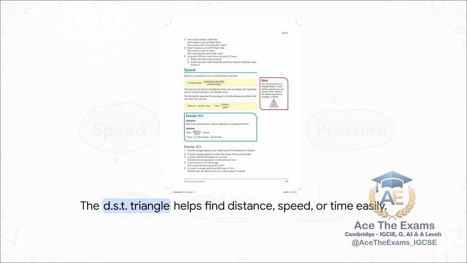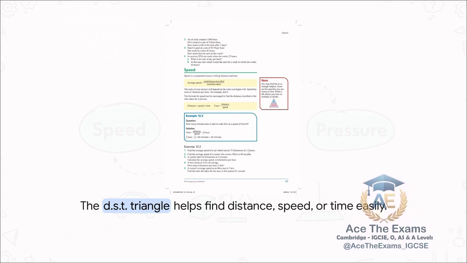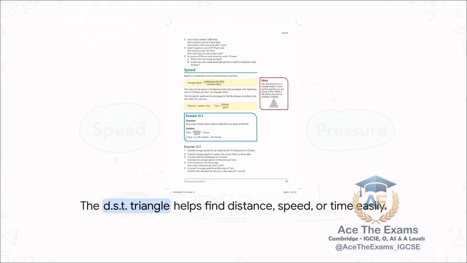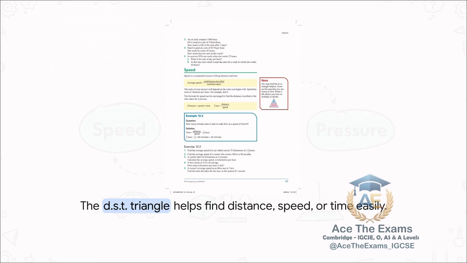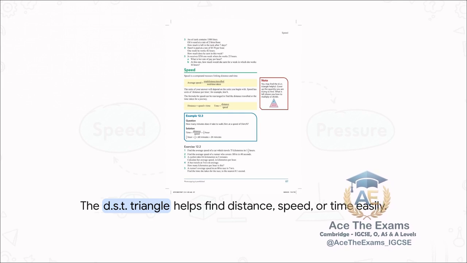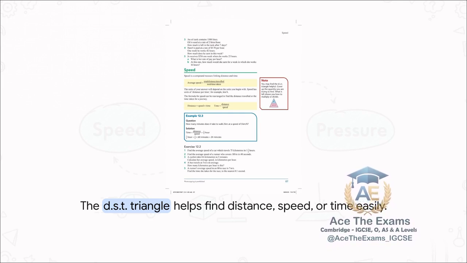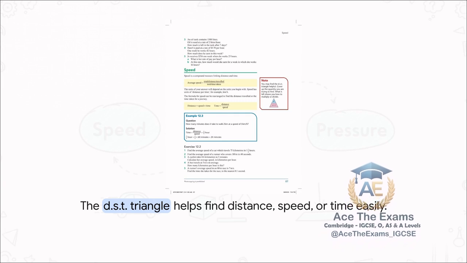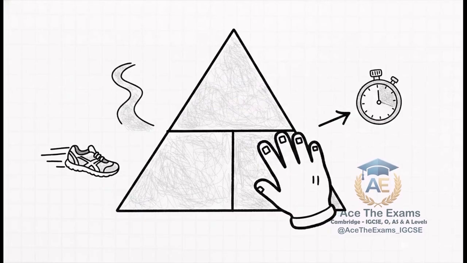If you want time, cover the t, and what are you left with? D over s, distance divided by speed. Want distance? Cover the d, and you're left with s sitting right next to t, which means speed multiplied by time. It's a total game changer. Let's try applying that triangle right now.